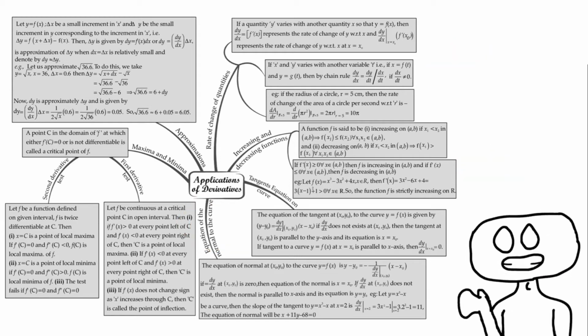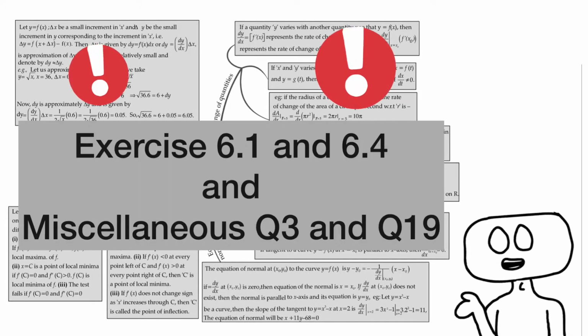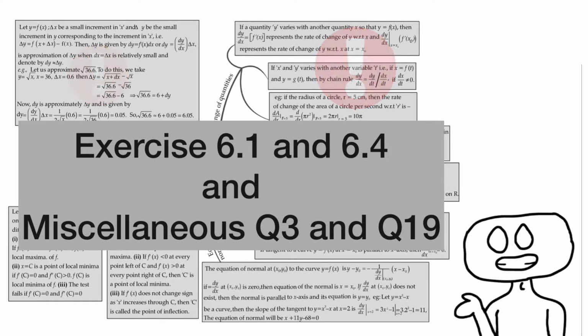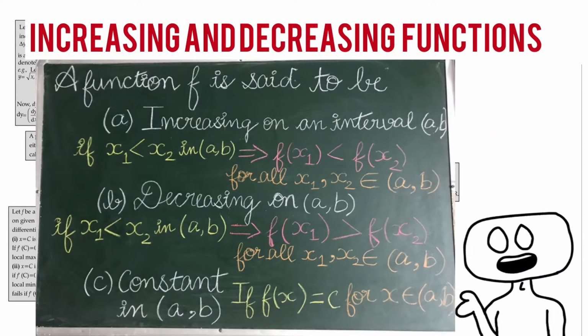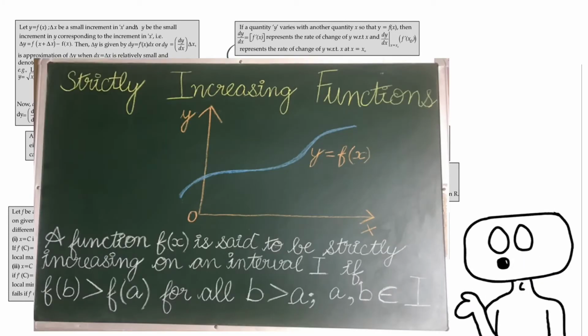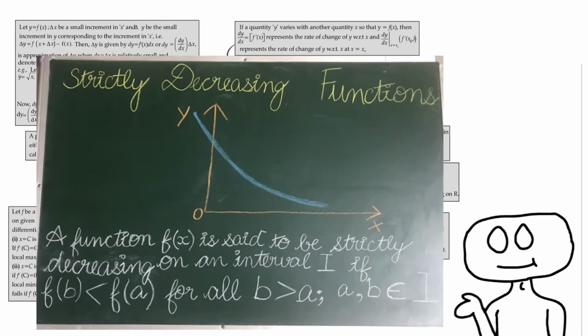With the topics rate of change and approximation removed, exercise 6.1 and 6.4 and question 13 and question 19 are no longer a part of the syllabus. Bringing us to the application of differentiation, where we use it to find out whether a function is increasing or decreasing or none. Let I be an interval contained in the domain of a real valued function f, then the function's nature can be analytically defined as displayed. These functions can further be defined as strictly increasing functions, strictly decreasing functions, and neither of the both.